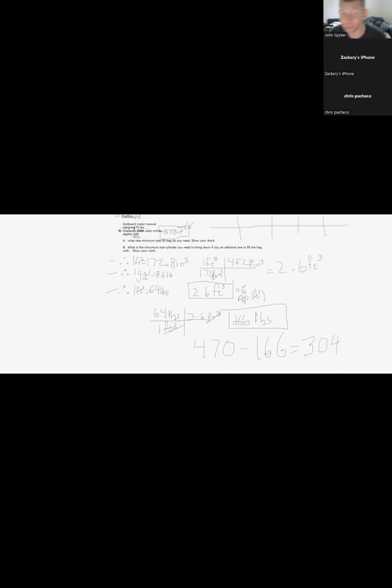Now, this is where it would make the difference, okay? If this thing now weighed 470 pounds, we were 470 pounds minus 166 pounds. Now let's do that math real quick. Now it's 304 pounds negatively buoyant. Now that's a little different, right? That's a lot more weight to lift, okay?